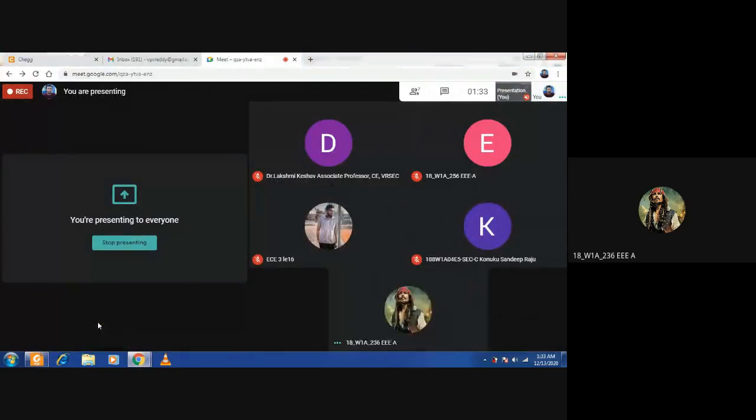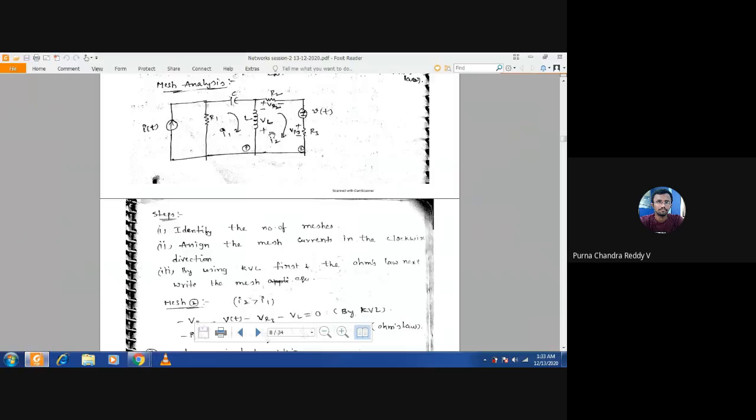Plus to minus. Students, please respond. For I2 current, sir. For this loop, I am asking KVL equation. Minus VL. Minus VL, very good. Minus VR2. Minus V of t. Minus VR3 equal to 0. So KVL gives you the algebraic sum of voltages inside a loop is equal to 0.